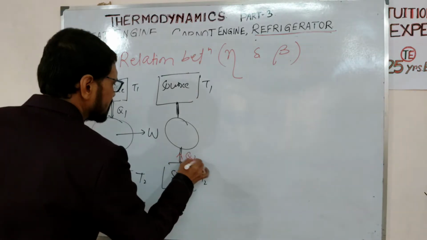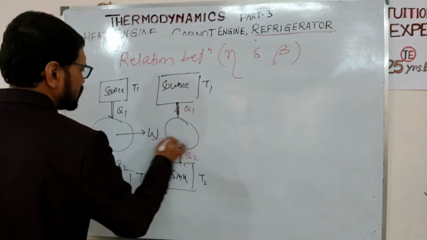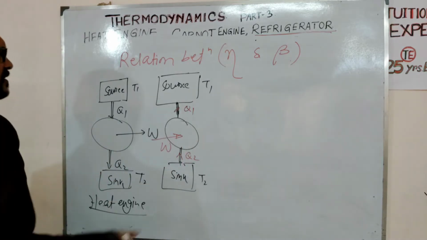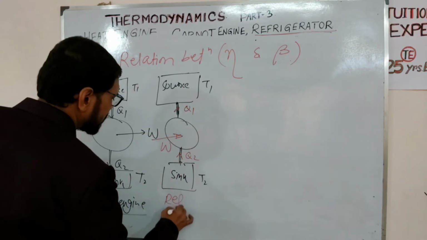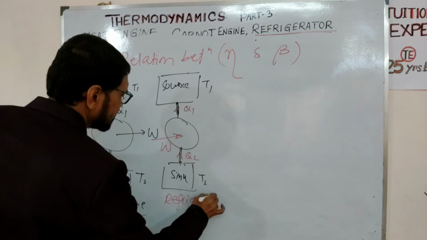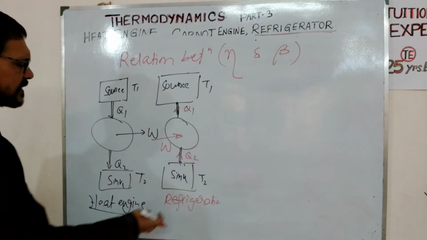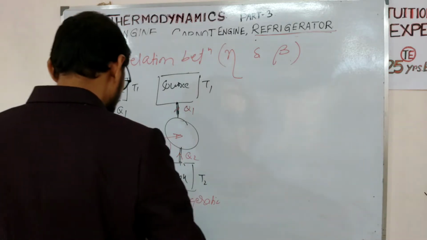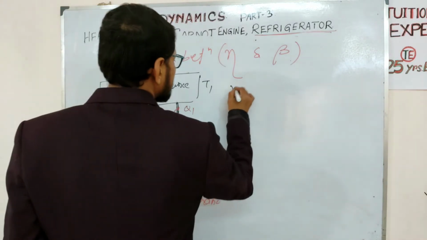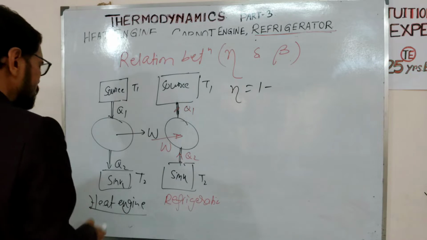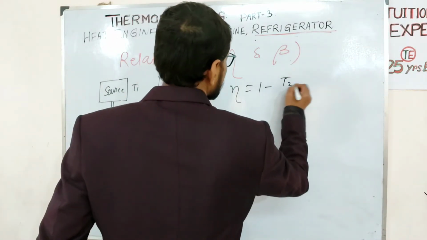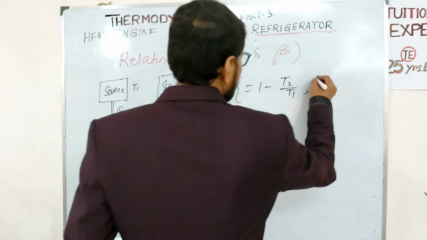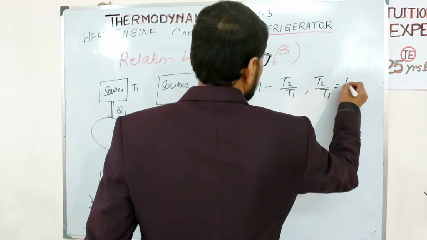This is Q2, Q1, and so work is done on the system. So this is the diagram of the refrigerator, the diagram of energy flow in a refrigerator, and this is the diagram of energy flow in a heat engine. Here we know that efficiency equals 1 minus T2 by T1. So from this we get T2 by T1 equal to 1 minus eta.